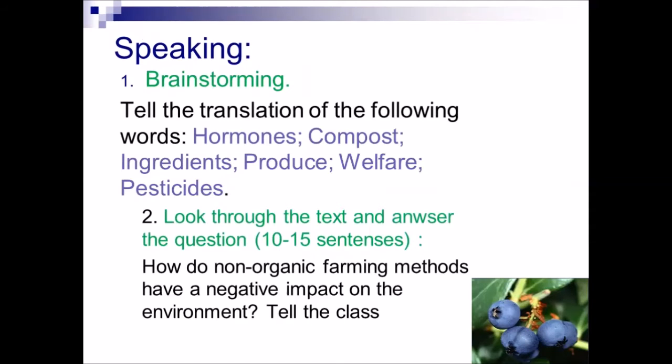For speech development, we will use the following techniques. Brainstorming. Tell the translation of the following words: hormones, compost, ingredients, produce, welfare, pesticides. Look through the text and answer the question: how do non-organic farming methods have a negative impact on the environment?